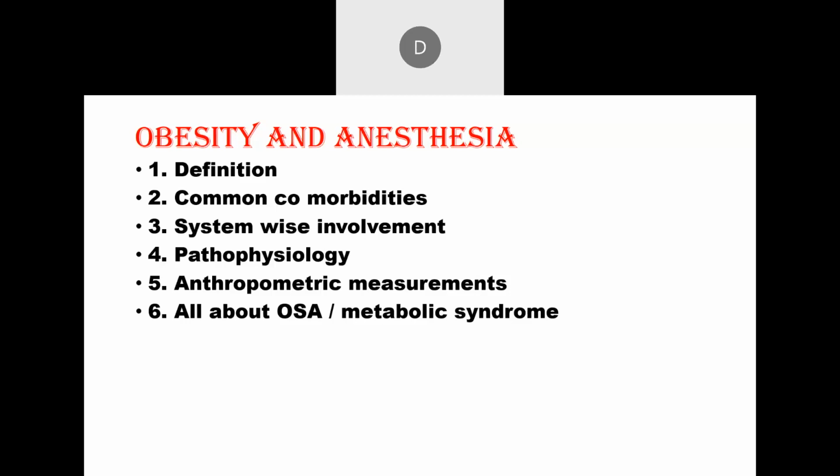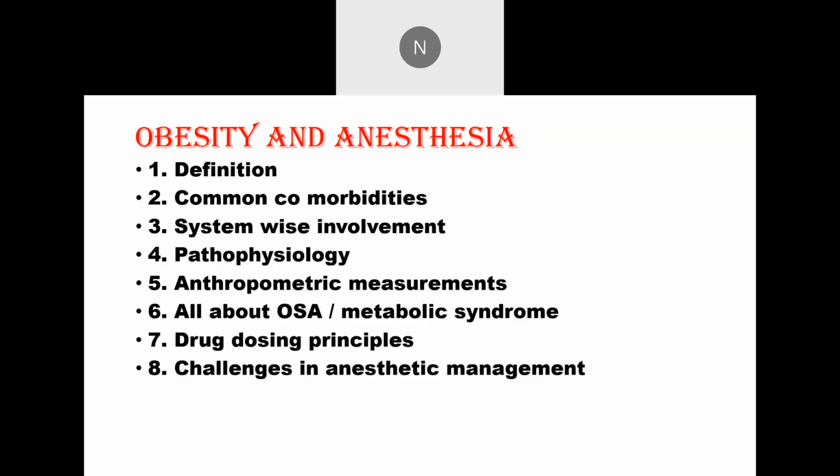So it has 5 components: central obesity, increased LDL, low HDL, hypertension, insulin requirement or diabetes. Out of these 5, if the patient has 3, then it is called metabolic syndrome. Patients who fall under the category of metabolic syndrome are more prone to sudden cardiac complications, including sudden death. And you must know the drug dosing principles.